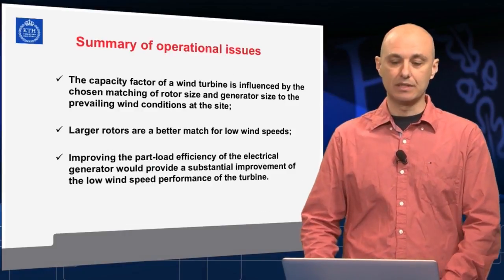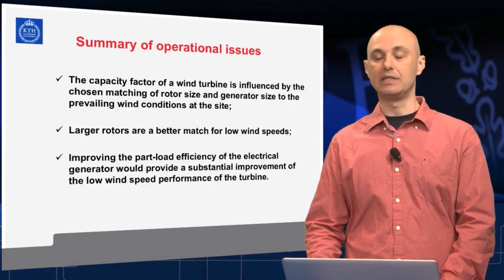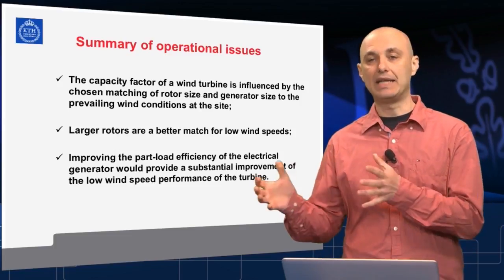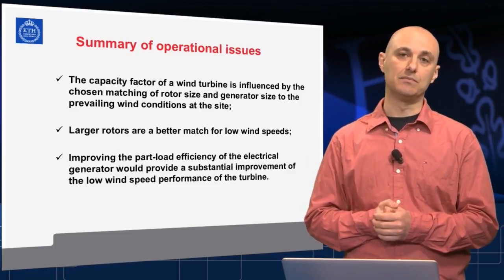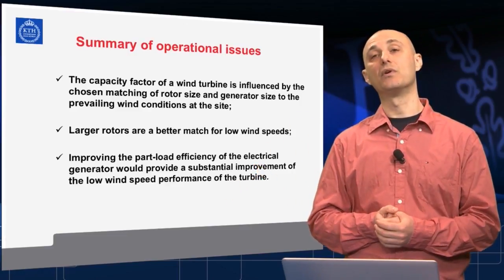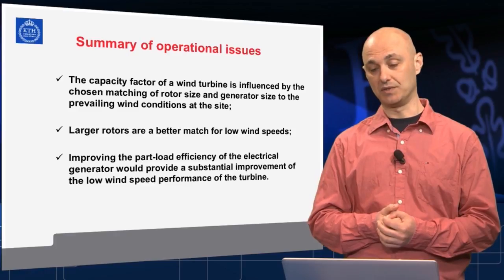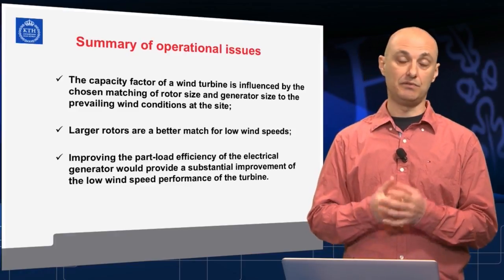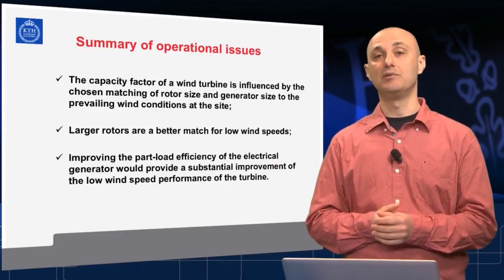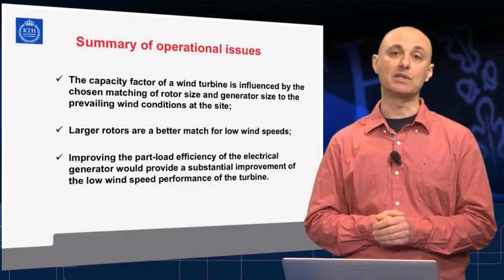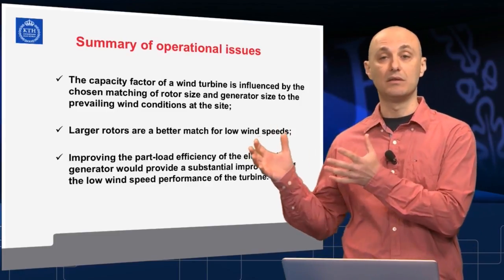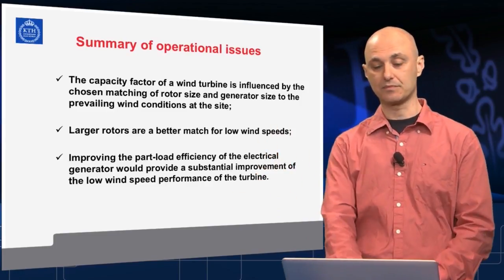Quick summary: the capacity factor of the wind turbine is influenced a lot by the chosen match between generator and rotor. Larger rotors are a much better fit for low wind locations. And if you know that you are installing your machine in prevailing low winds, you better choose a larger rotor and a small generator. It will be more productive than the same machine with a bigger generator.